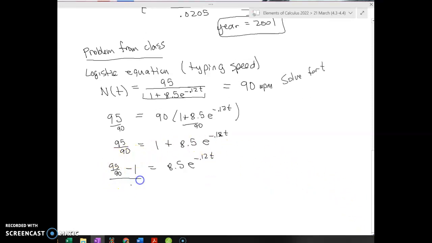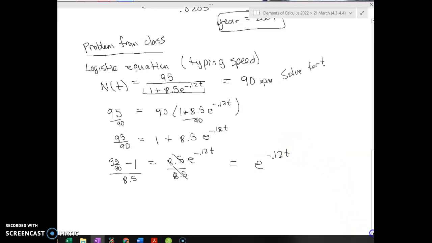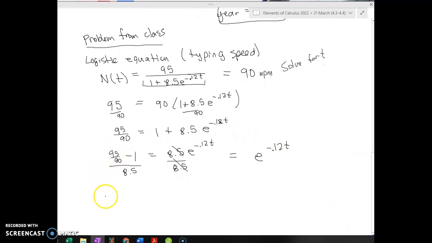Then I could divide both sides by 8.5. So I have 95 over 90 minus 1, all divided by 8.5, is equal to this e to the negative 0.12t. Let's see, I guess to get rid of that, we will take the natural log of both sides. So I have the natural log of this 95 over 90 minus 1 all divided by 8.5. And the natural log of the right-hand side, natural log of e to a quantity is just that quantity.